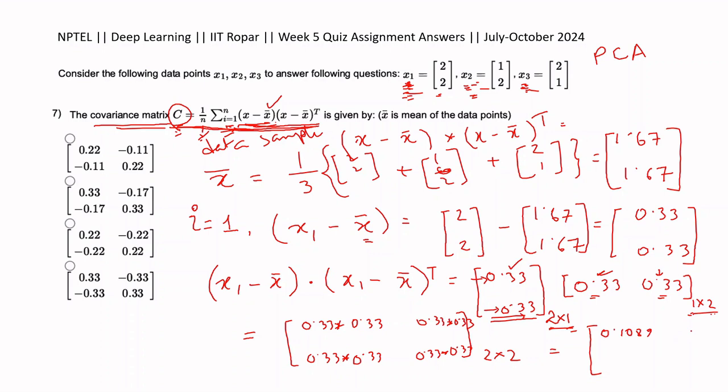0.1089. All the values are the same, right? 0.1089. Okay, so this is for the first sample that I have calculated just now. Similarly, I will be calculating it for the second sample as well.